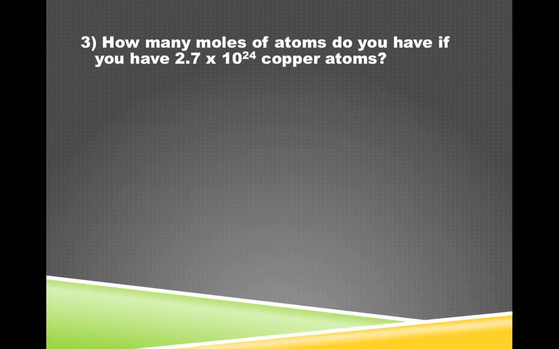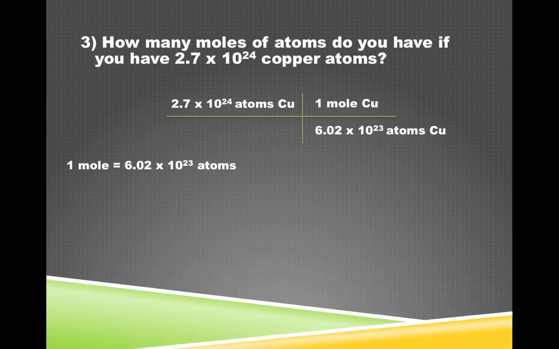So, last question is kind of based on that. How many moles of atoms do you have if you have 2.7 times 10 to the 24 copper atoms? Let's say that you were a busy bee and you sat there and counted a bunch of atoms in a block of copper. And you knew that there's 2.7 times 10 to the 24. Well, first, again, you need a conversion factor. And remember, it's just Avogadro's number. So 1 mole equals 6.02 times 10 to the 23 atoms.